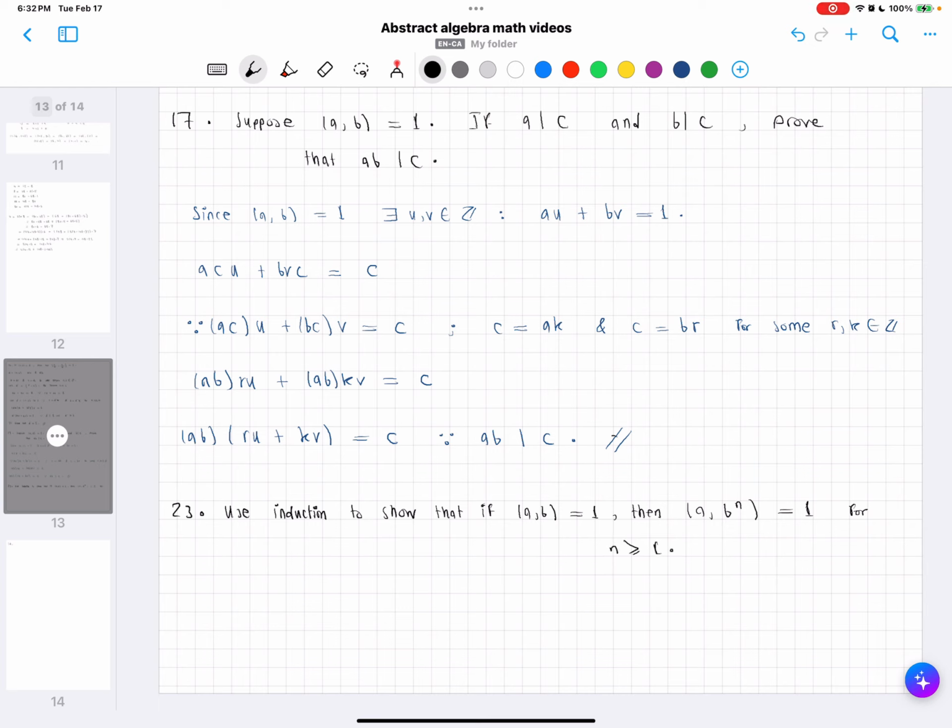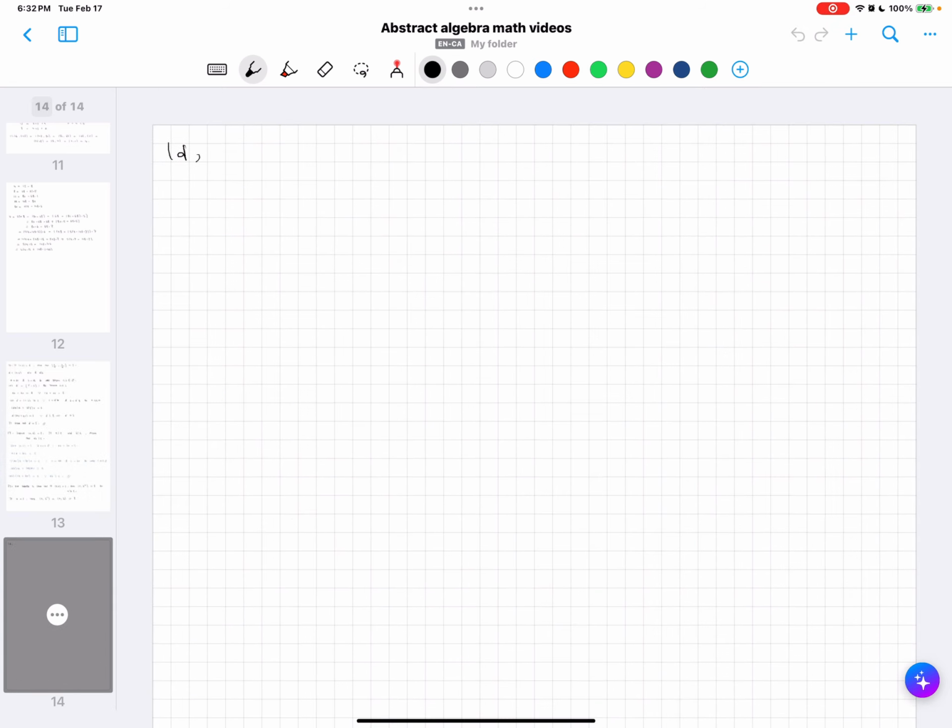Okay, so if n is equal to 1, then by assumption we have that the GCD of A and B to the power of 1 is the GCD of A and B, which by assumption is 1. So that's true. So let's move on to the next part.